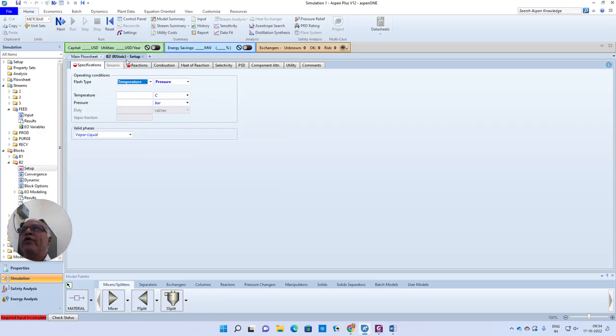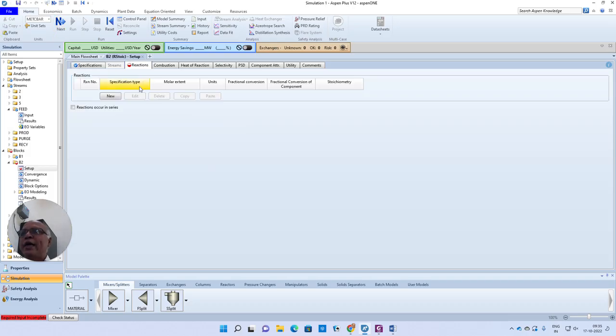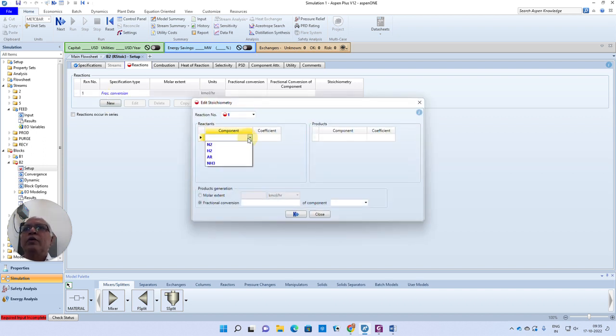So we are going to define the stoichiometric reactor, the temperature and pressure. Again, this doesn't matter, so let me assume the same conditions. Go to the next step. So for the reactions, we need to define the stoichiometry of the chemical reaction. So nitrogen, the coefficient is 1, and hydrogen, the coefficient is 3.